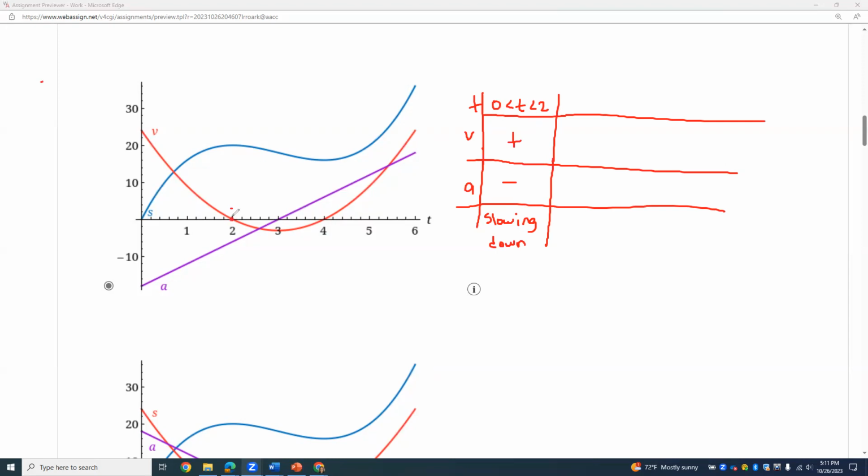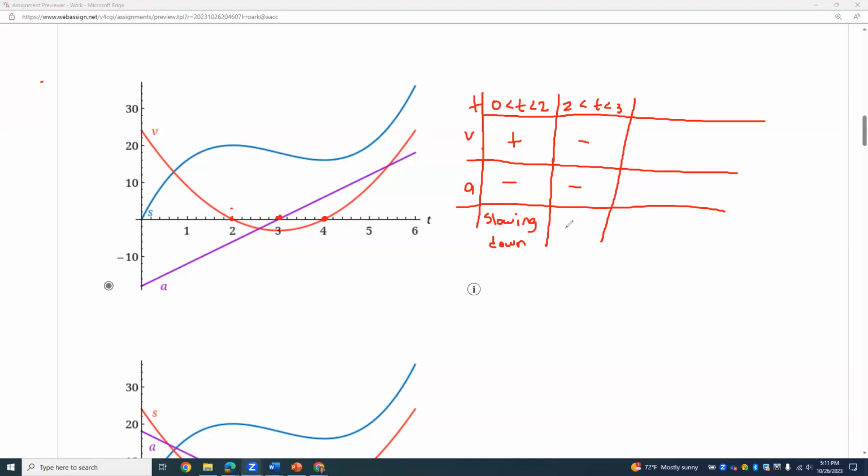Between 2 and 4, the velocity is negative, but the acceleration changes signs. So you really want to focus on all the places where the acceleration or the velocity are 0 and where they switch. I'm going to say between 2 and 3, just to keep this organized, my velocity is now negative, but my acceleration is also negative.